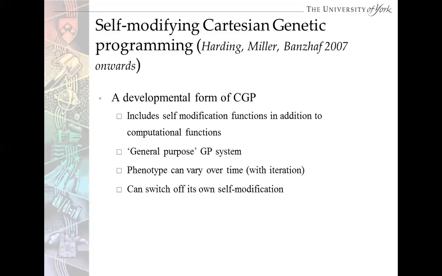Does it always self-modify? Well, no, not necessarily, because if it's not useful to self-modify and create another intermediate phenotype, it can actually switch off its own self-modification, because the code could change itself in such a way that it has no self-modifying functions in it, in which case it would become like standard CGP.